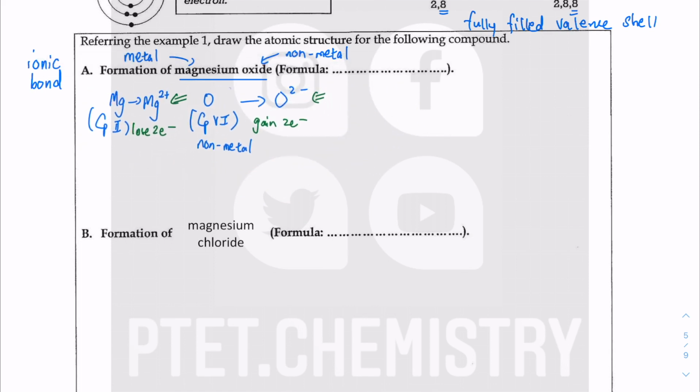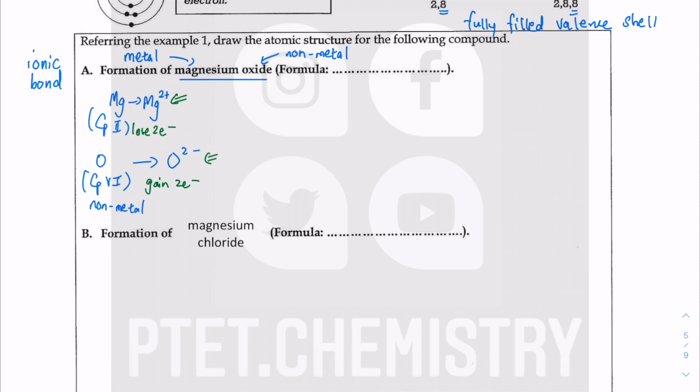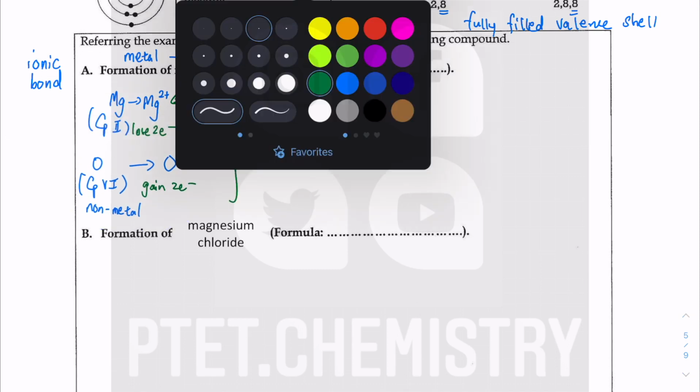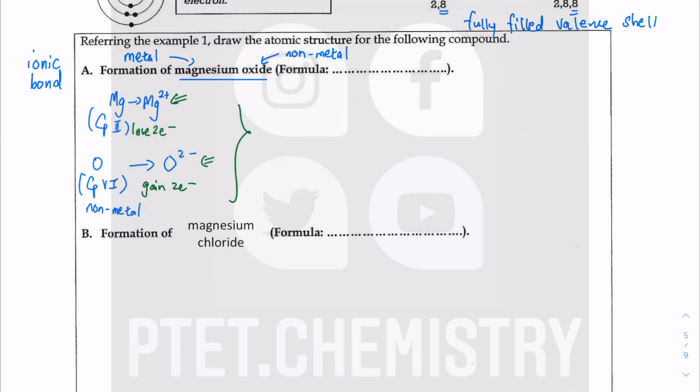Okay, so what do we have? So let's try and draw this. You have magnesium. So this is a magnesium atom. So 2 and then 8. You should know this from your previous topic. The magnesium atom is in the third shell, so that is 2. So it's 2, 8, 2.